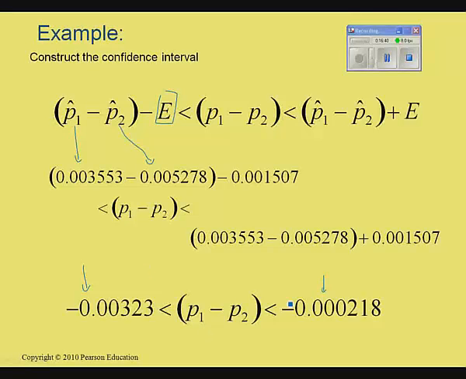So you know what that means? I'm 90% sure that the difference between these two proportions is not very big. Right? I mean, that's not a big number. It's less than 1%. This is all in the book.